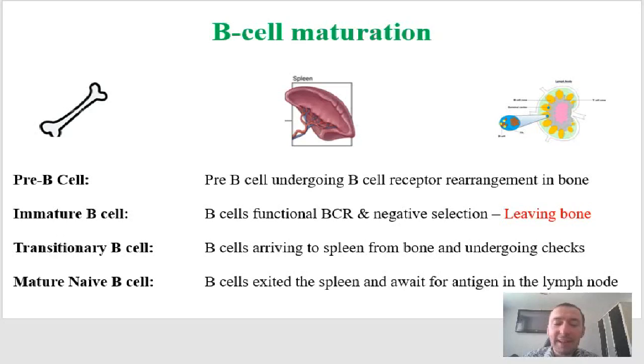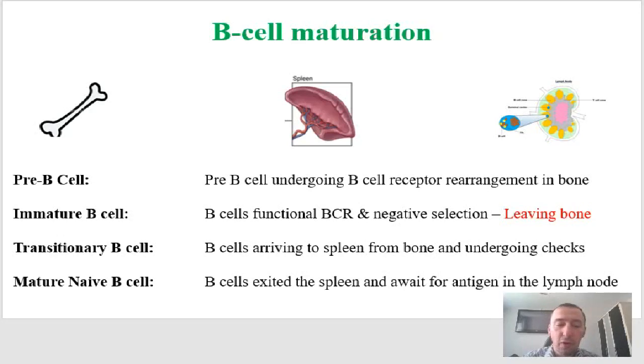And when it arrives at the lymph node, it simply awaits the antigen to arrive, and when the antigen arrives, whether it's a pathogen or otherwise, it will receive help from a T cell and subsequently go through the stages of producing antibody. So that's just a very quick synopsis of the stages that we're going to talk about.